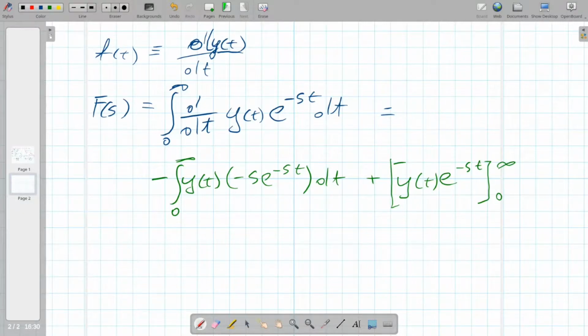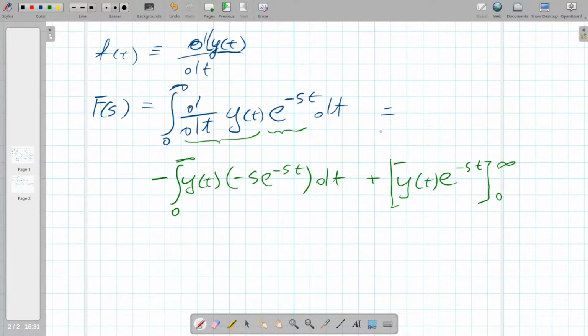What is the meaning of this? Integration by parts lets me remove the derivative from here and move it to the other function, because I've got two functions in here. This is one and this is the other. So using integration by parts, I can remove the differentiation from this function and put it here. So now I've got y of t, my function, and the derivative of the other function, which is minus s times e to the minus st.